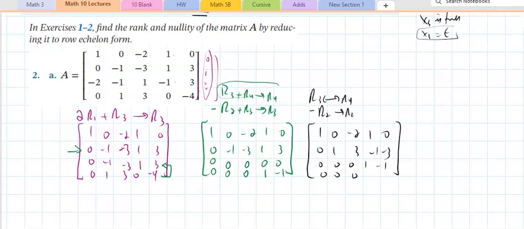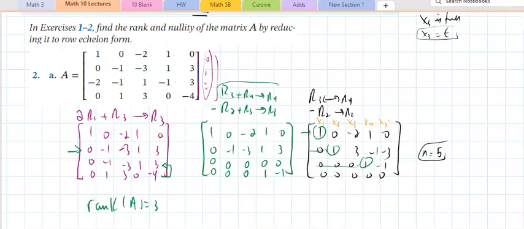And of course, on a test or quiz, that last step is unnecessary. Well, let's see how this works. This is x1, x2, x3, x4, x5. So, n is 5. Between the null and the rank, they should add up to 5. Well, let's see. 1, 2, 3. So, when they say what is the rank of A, it is 3.